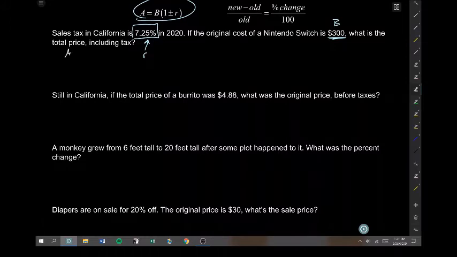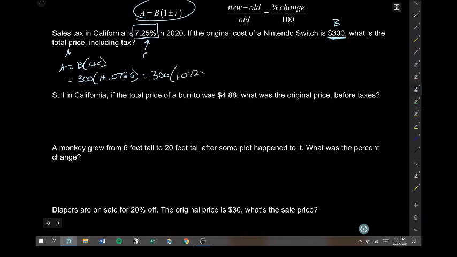So if I set up A equals B times 1 plus r, well, my base is 300, and my r is 0.0725. You take that interest rate, or this sales tax rate, and you make it a decimal. So what I'm really going to calculate is 300 times 1.0725. And that's a pretty quick calculation. $321.75.